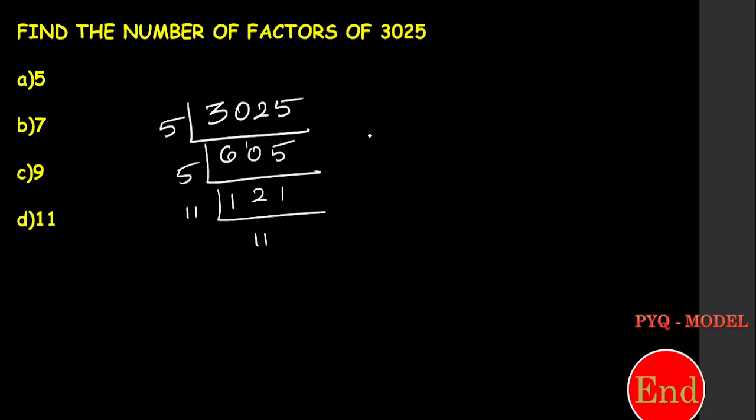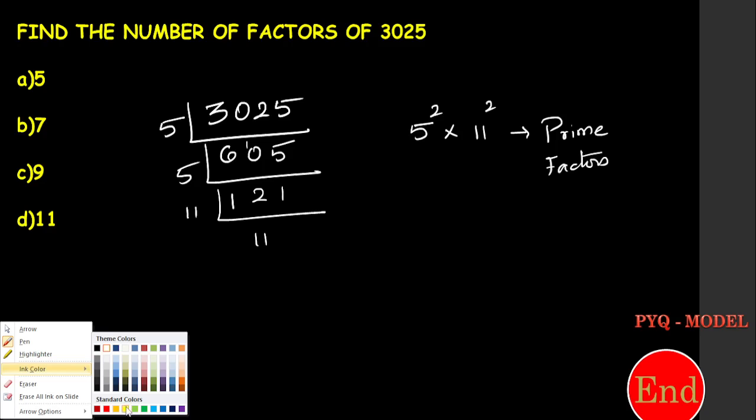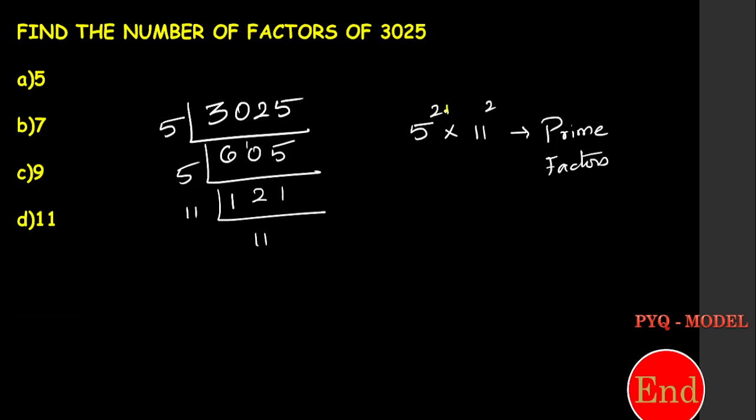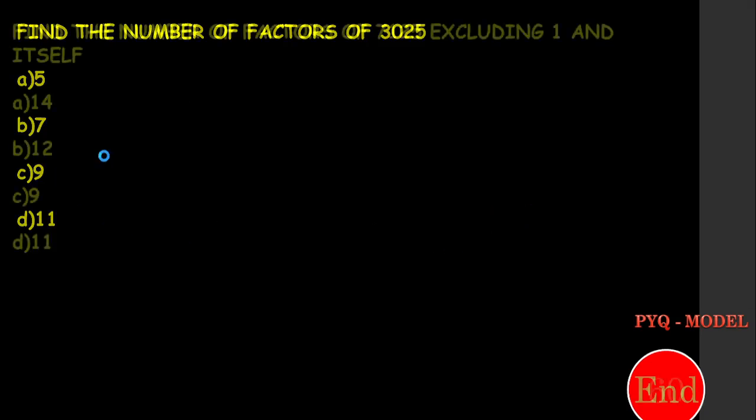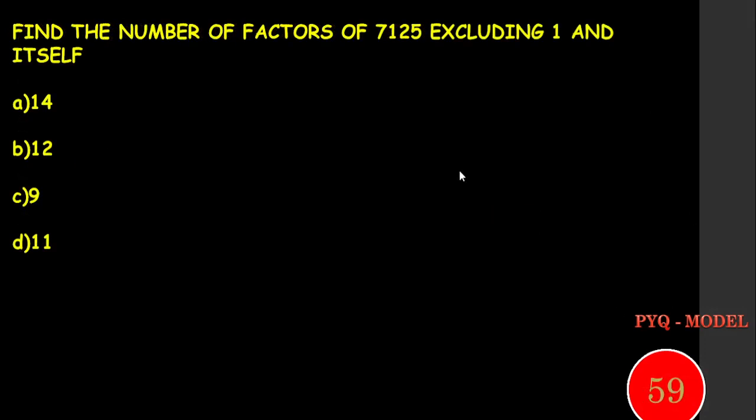That's it. So listen guys, here 5 into 11 are the prime factors. How many 5s? 2. How many 11s? 2. So we need to concentrate only on the powers when we want to find the factors. Number of factors formula is whatever you got plus 1 in power. So 2 plus 1 is 3 and 2 plus 1 is 3. Take the multiplication. 3 into 3 is 9. So 9 is your correct answer. Next question.